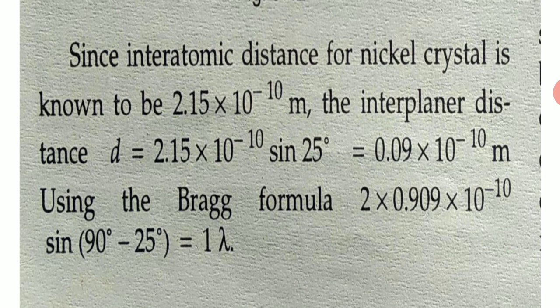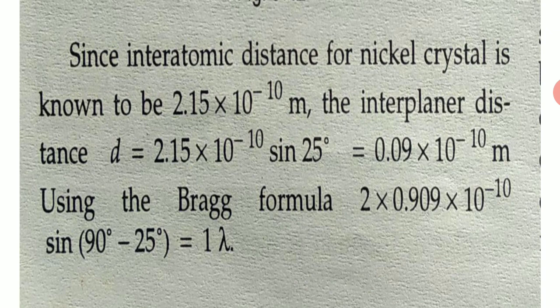Since the target is nickel, whose interatomic distance is about 2.15 into 10 to the power minus 10 meters, that means the interplanar spacing D is 2.15 into 10 to the power minus 10 meters. Sine 25 degrees is 0.09 into 10 to the power minus 10 meters.